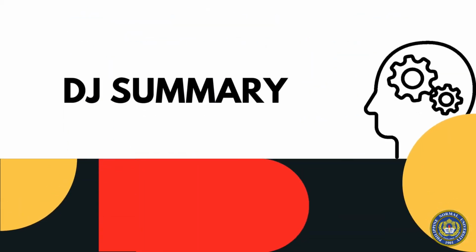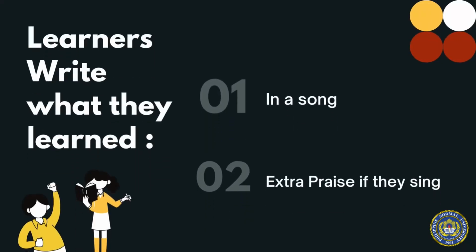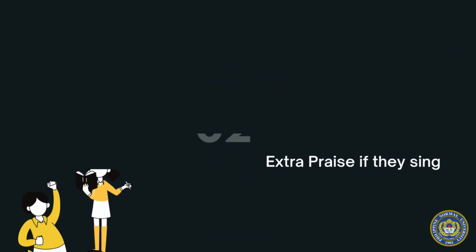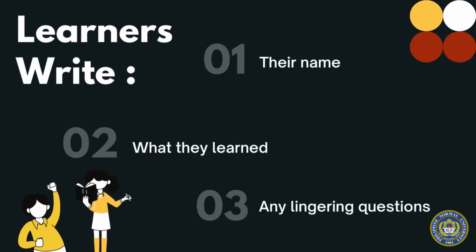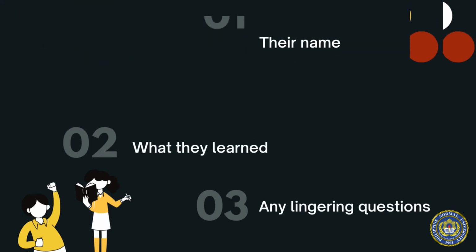Number 1. DJ Summary. Learners write what they learn in the form of favorite song. Offer extra praise if they sing. Number 2. Exit ticket folder. Ask students to write their name, what they learned, and any lingering question on a blank card or ticket. Before they leave the class, direct them to deposit their exit ticket in a folder or bin labeled either "Got it," "More practice please," or "I need some help," whichever best represents their understanding of today's content.